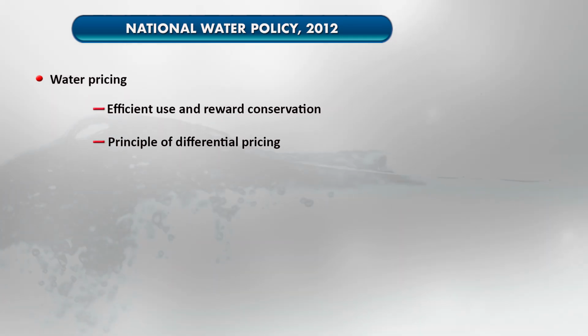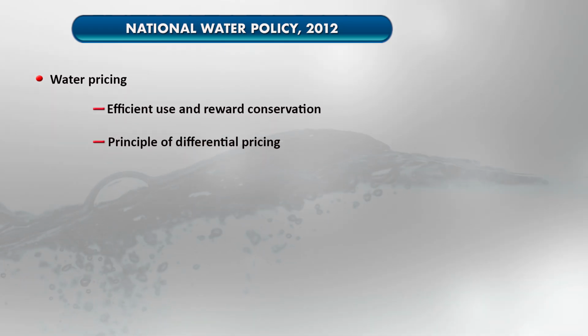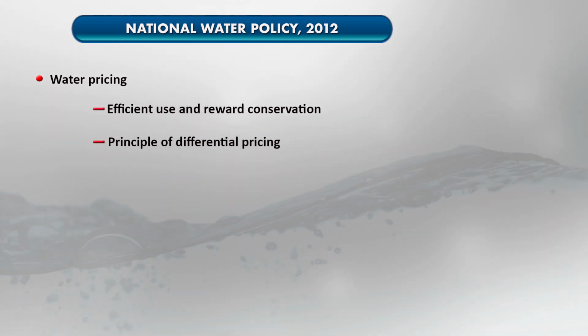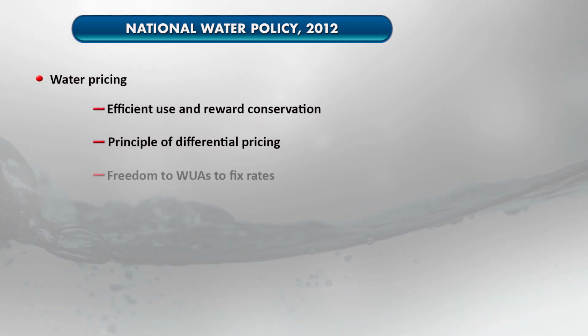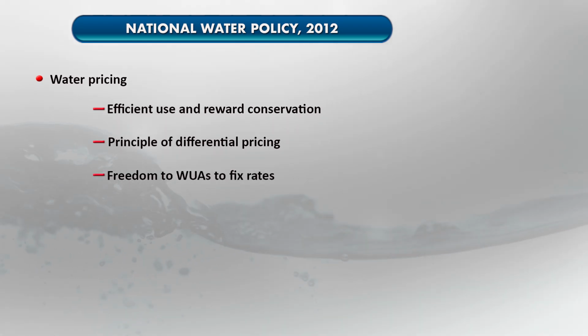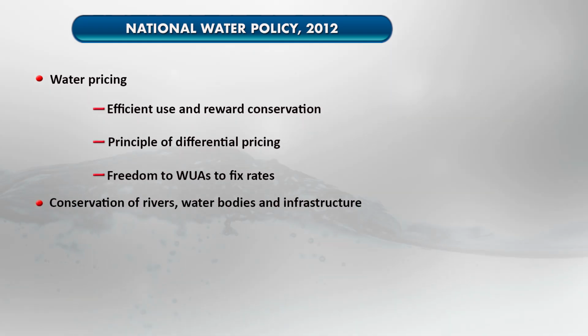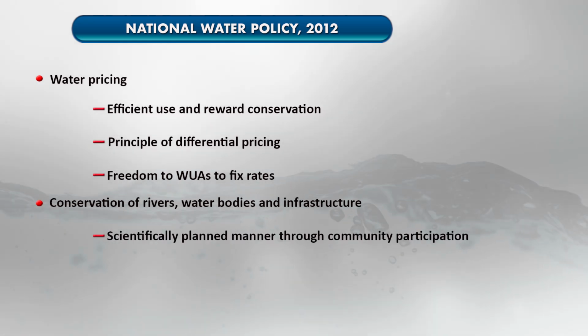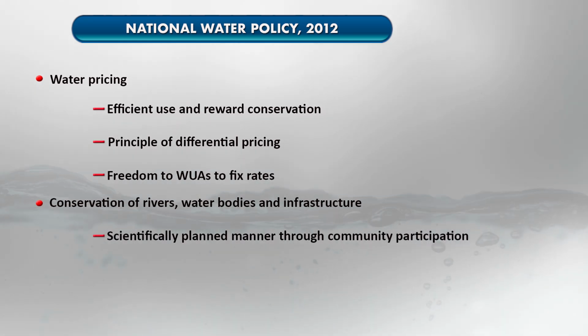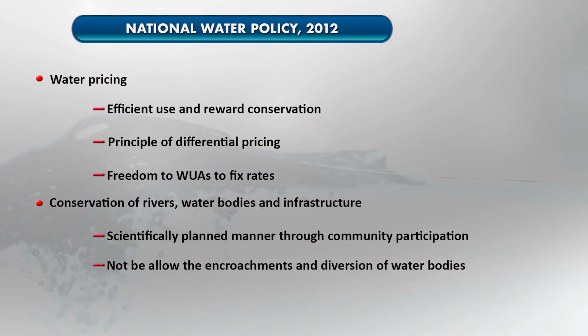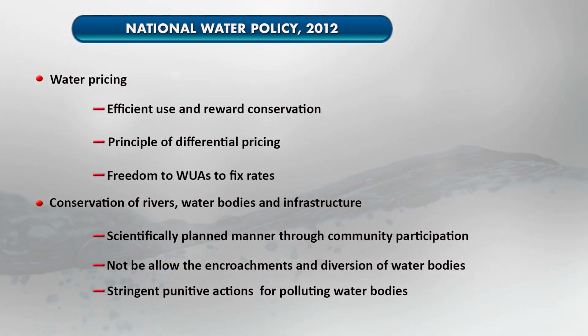And then the policy recommended adopting the principle of differential pricing, and they have given the freedom to water user associations to fix the rate. And then the committee recommended conservation of river and water bodies infrastructure. Basically they said that it should be maintained, it should be planned in a scientific manner through community participation, and we should not allow the encroachment and diversion of water bodies. And the policy recommended stringent punitive action for polluting water bodies.